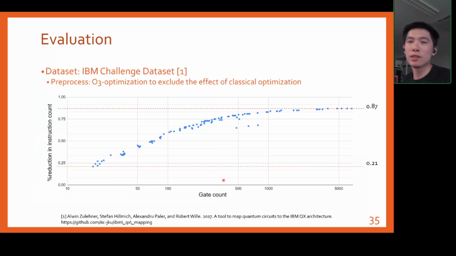To validate the effectiveness of our approach, we conduct experiments based on the IBM quantum dataset. We evaluate the effectiveness of our optimization by measuring the reduction of instructions on the dataset. Before executing our designed optimization method on the QIR program, we first perform an O3 optimization to exclude the effect of the classical optimizations on the results. Results show that our method reduced the number of instructions more as the number of quantum gates used in the program increased.